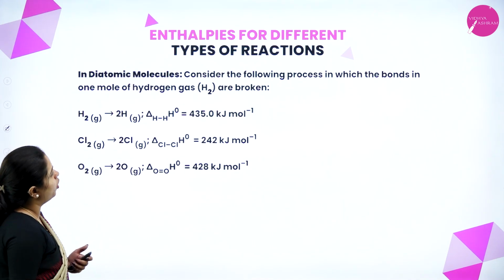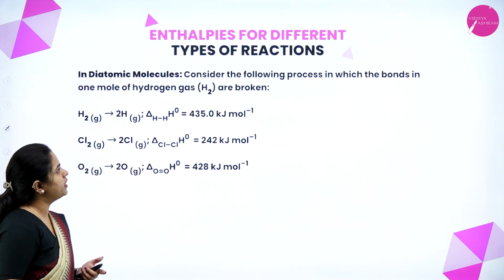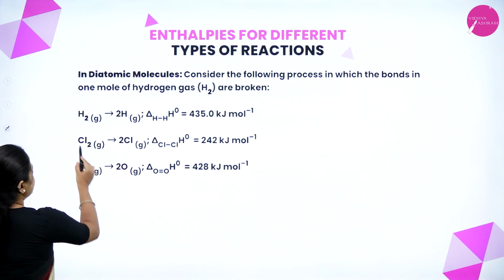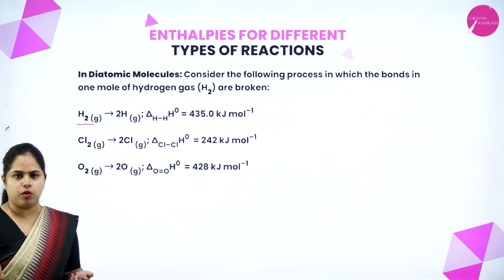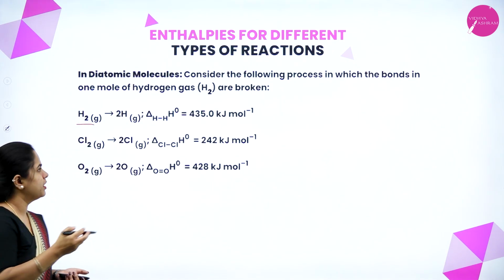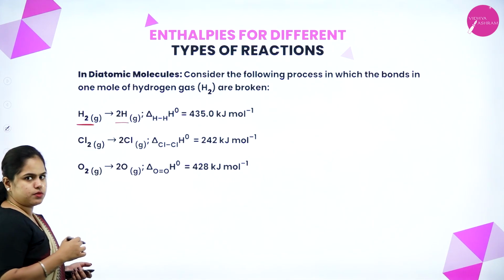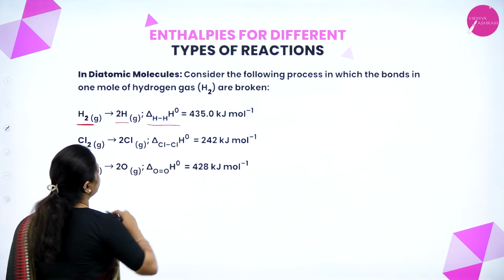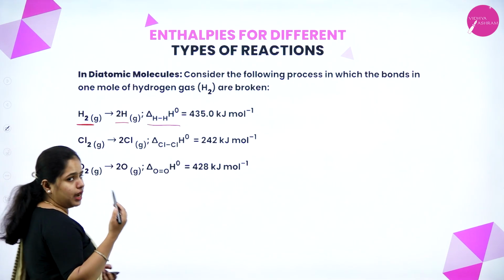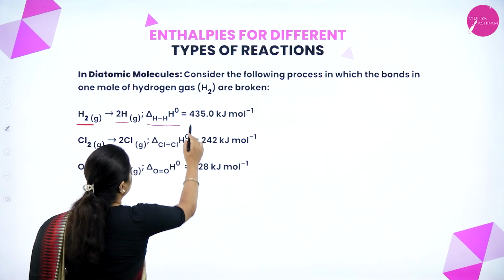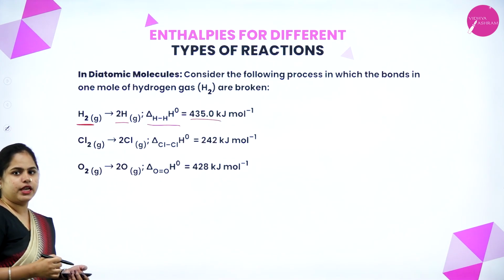Now moving on to the next one, in diatomic molecules. Consider the following process in which the bonds in 1 mole of hydrogen gas are broken. In this case, we are talking about a diatomic molecule, that is, only 2 atoms are present. So 1 mole of bond is broken, and 2 hydrogen atoms are formed. The standard enthalpy of atomization is given as 435 kilojoule per mole.